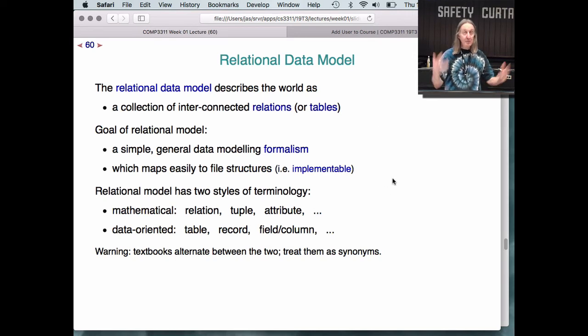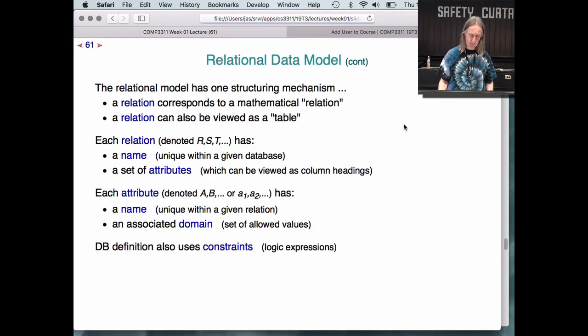Because there's this formal notion and this data structure notion, there tend to be two different types of terminology. We can talk about relations or tables, tuples or records, attributes or fields. Basically, treat them as synonyms.